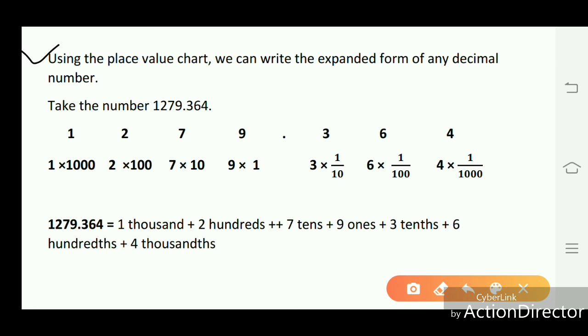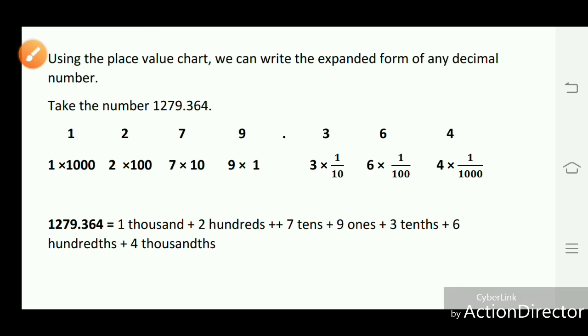Then on the right hand side of the decimal, 3 is in the 1/10's place, so we write 3 into 1 upon 10, 6 in the 100's place, so we write 6 into 1 upon 100, 4 in the 1000's place, so we write 4 into 1 upon 1000. So 1279.364 is 1 thousand plus 2 hundreds plus 7 tens plus 9 ones plus 3 tenths plus 6 hundredths plus 4 thousandths.